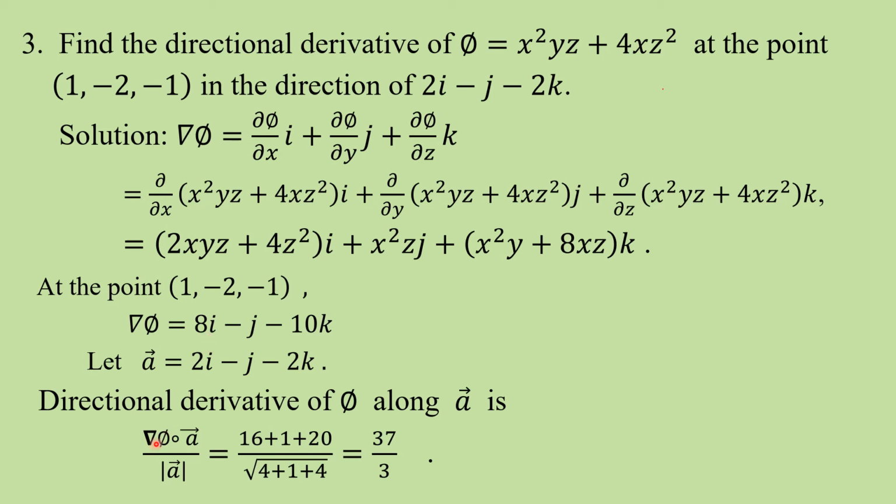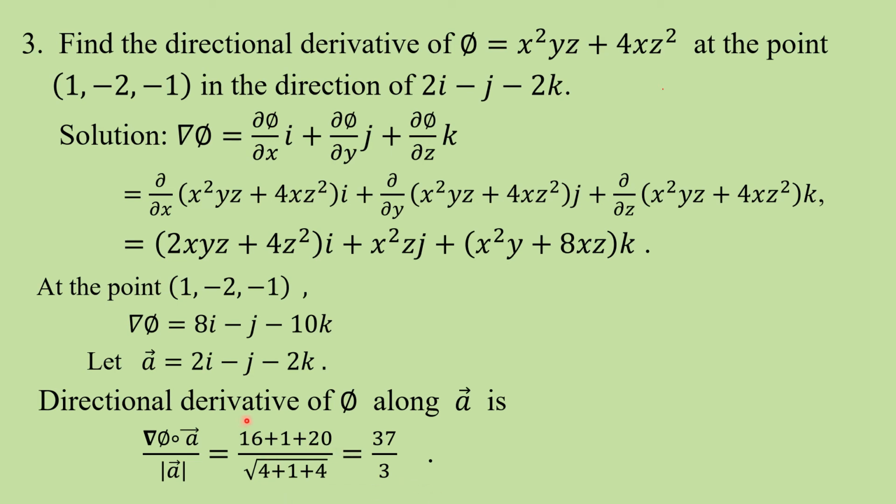So I can obtain del phi here, the vector 8i - j - 10k, and vector a is 2i - j - 2k. That's why the dot product between these two vectors is 8 into 2 = 16, plus -1 into -1, that is 1, plus -10 into -2, that is 20. 16 + 1 + 20 = 37, divided by the magnitude of vector a, which is nothing but the square root of the sum of the squares of components: square root of 2^2 + 1^2 + 2^2, 4 + 1 + 4, that is nothing but 9, and the square root of 9 is 3.